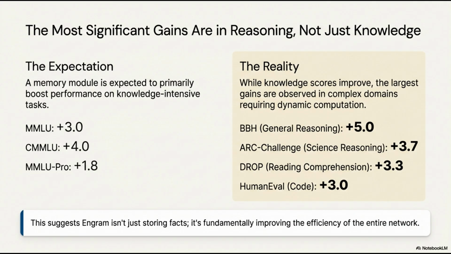It strongly suggests that by taking the retrieval burden away, the MoE experts that are left are just way more effective at their actual job, high-level computation. That synergy, memory boosting reasoning, it really backs up their core idea. Engram isn't just adding memory, it's acting like a depth multiplier for the whole network. And they have some incredibly specific evidence for this.